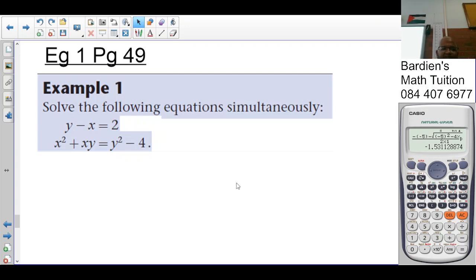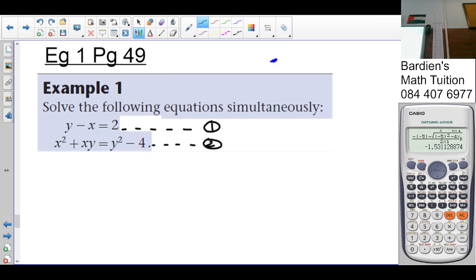So solve the equations simultaneously. We've got y minus x is equal to 2 and x squared plus xy equals y squared minus 4. So what is the first thing we do? We label the equations. That's the first step. Make a note there. Firstly, we're going to label the equations. Name them equation 1 and equation 2. Here's equation 1 first, and equation 2, of course, in our set.